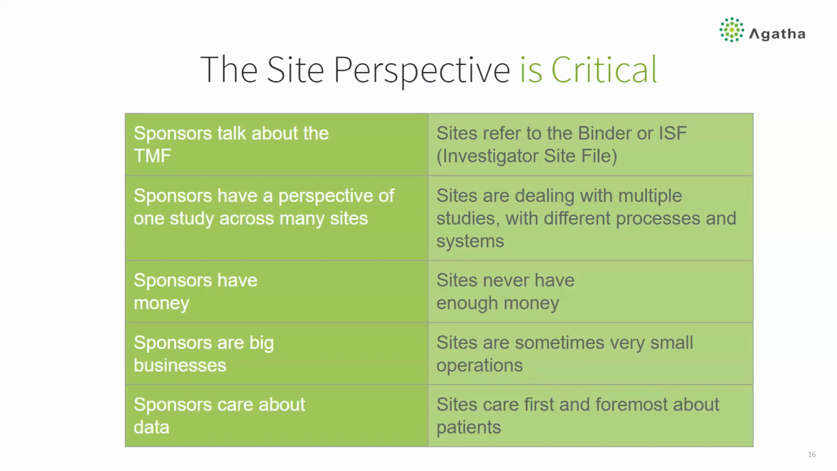I found that if I started talking about a trial master file with sites, they're like, you clearly don't focus on sites because otherwise you'd be talking about my binder or the investigator site file. Sponsors tend to have a study perspective. One study, many sites, as do CROs. Sites are dealing with multiple studies, each with different processes and systems. So they have layered on complexity if they're dealing with multiple studies. Sponsors have a lot of money. That's just true. Sites never have enough money and time and people.